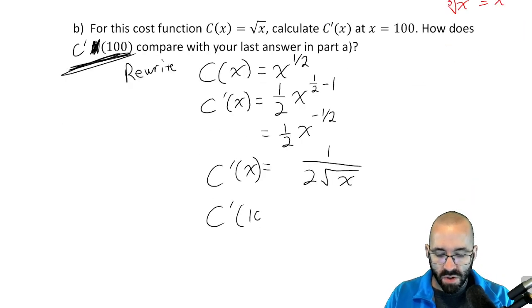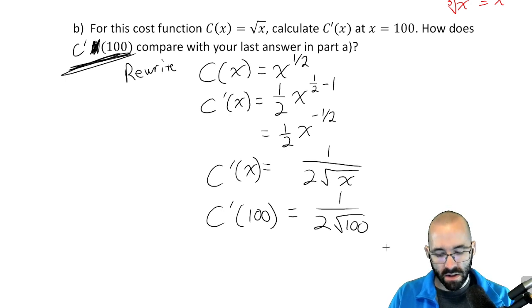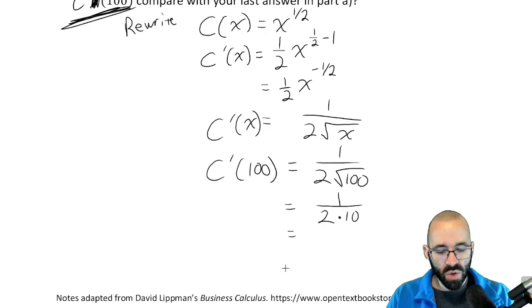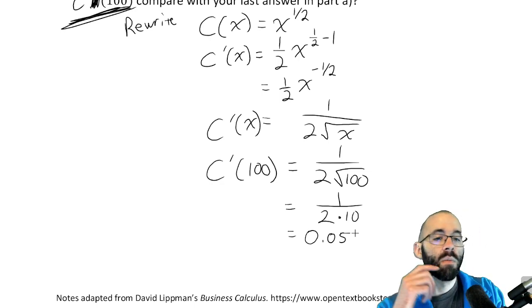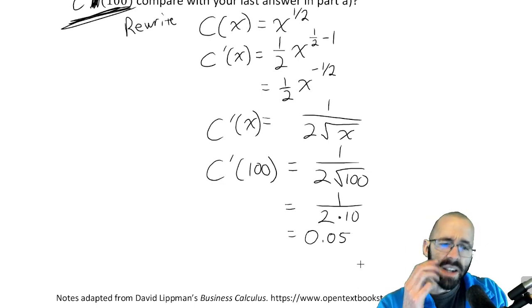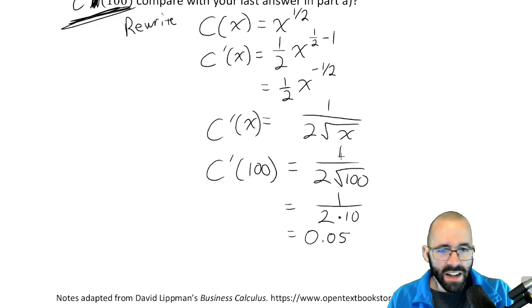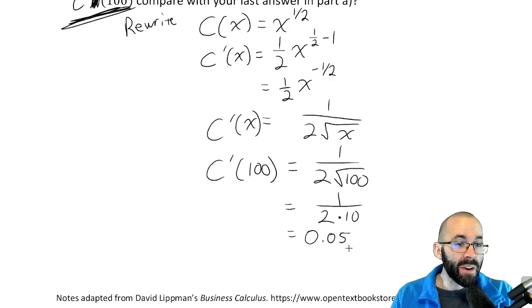So the marginal cost at 100 items can be seen in this framework as well. The square root of 100 is just 10. What's 1 divided by 20? 0.05. And you might get a little suspicious. You might say, Jason, you did it again. Those are nowhere near each other, right? $4.99 and 0.05. But remember, what are the units?